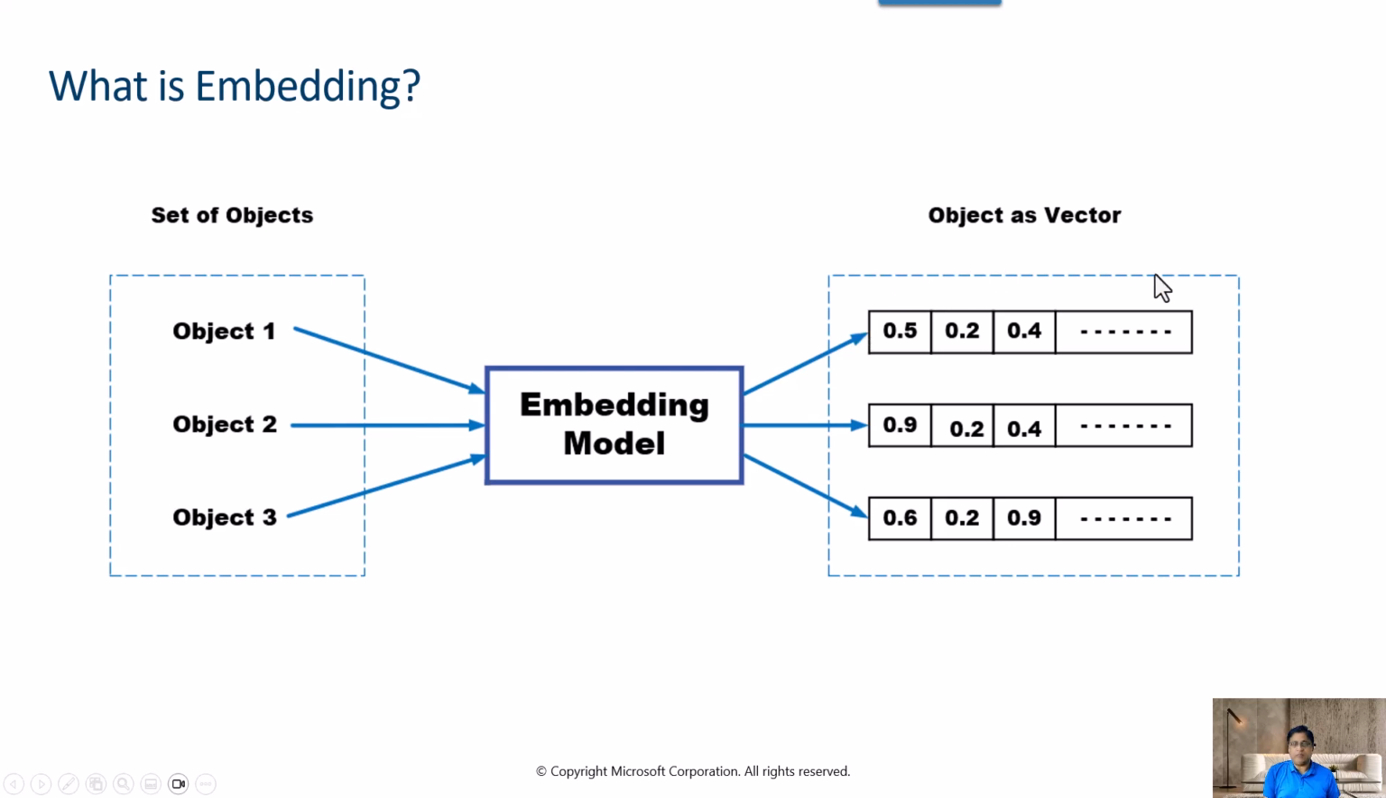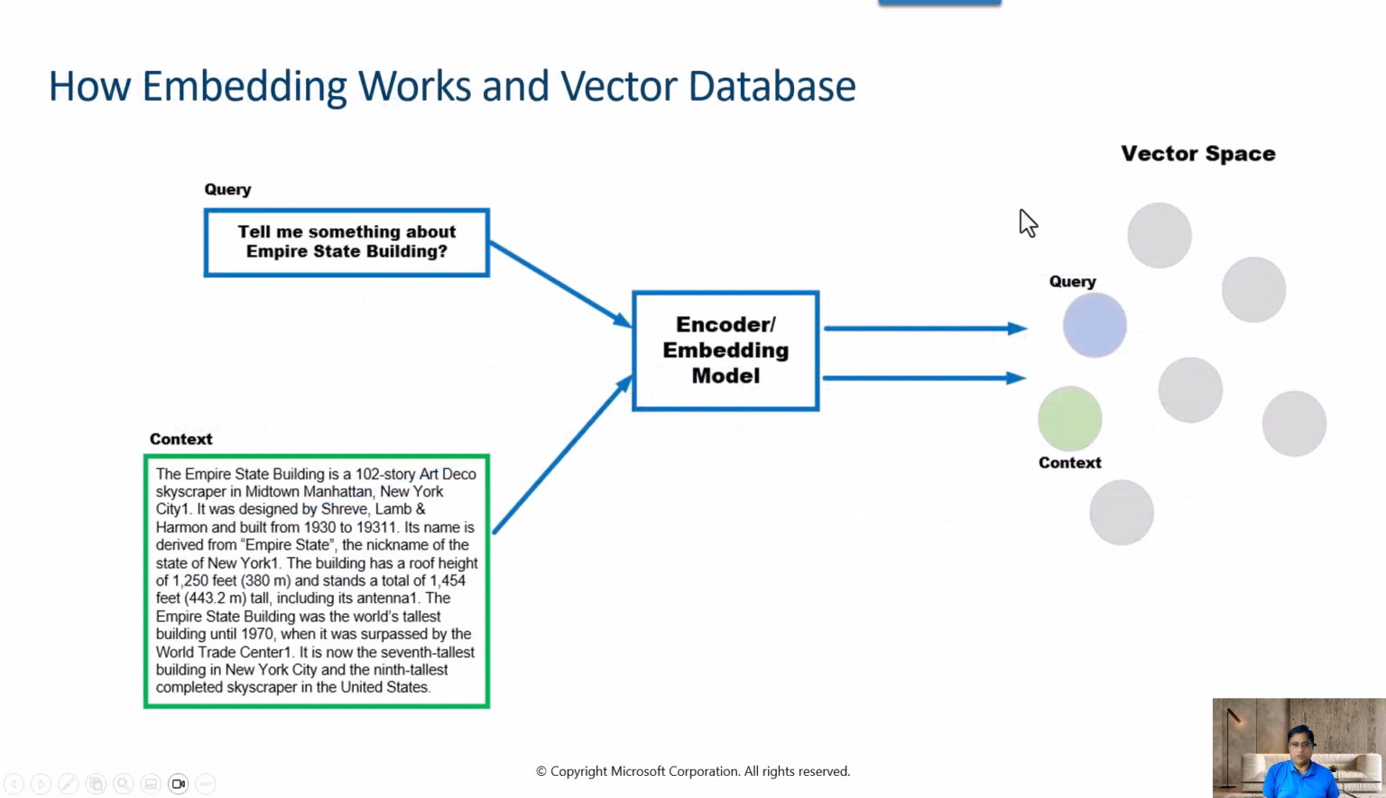Then it will find the chunk for that particular item which you are looking for. So the process of converting this object in the vector space with a numerical identification is called the embedding process. So how does embedding work in vector databases?